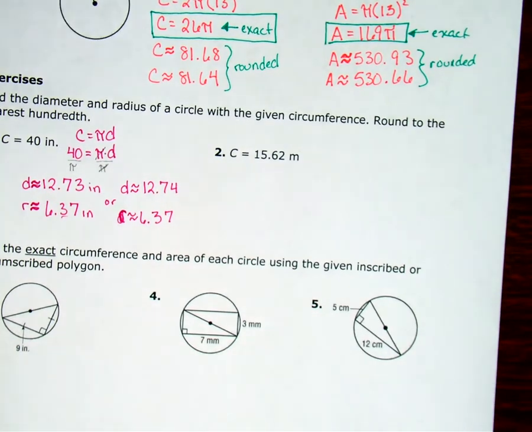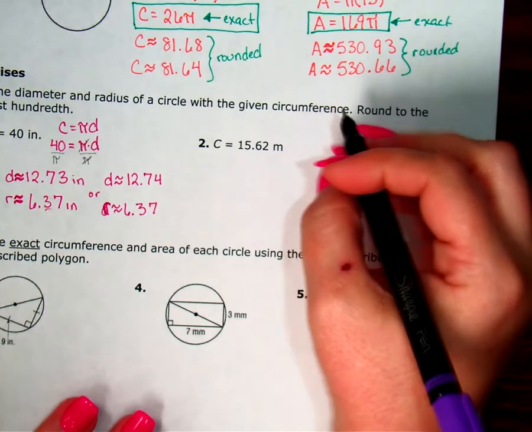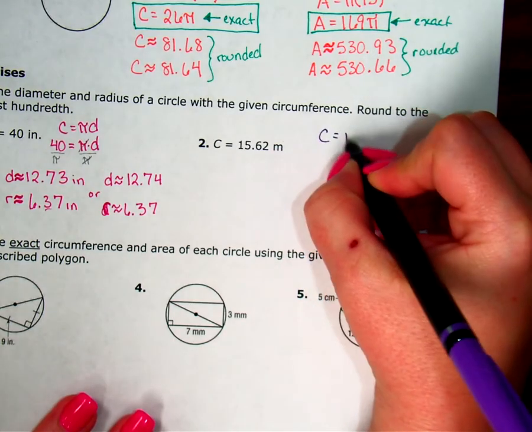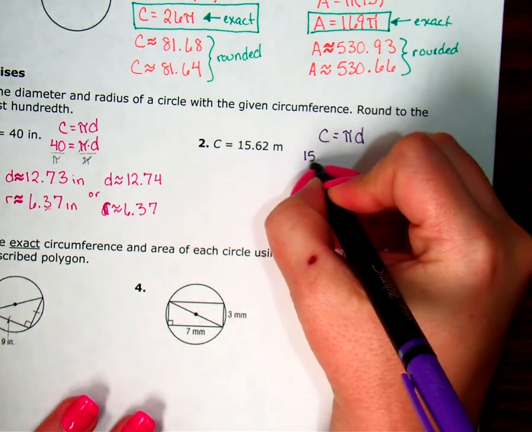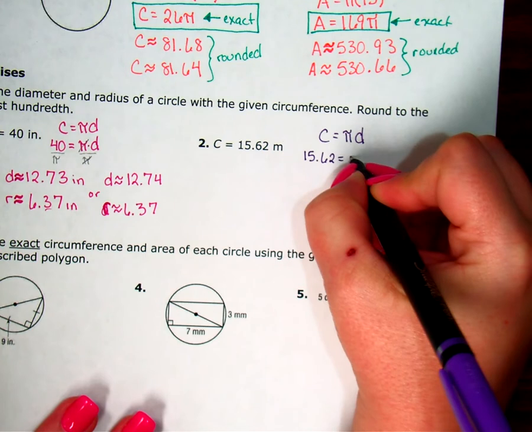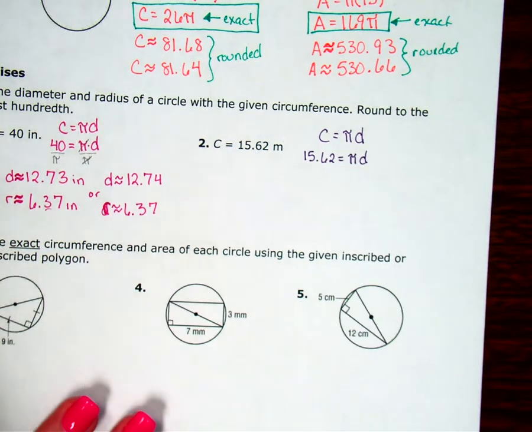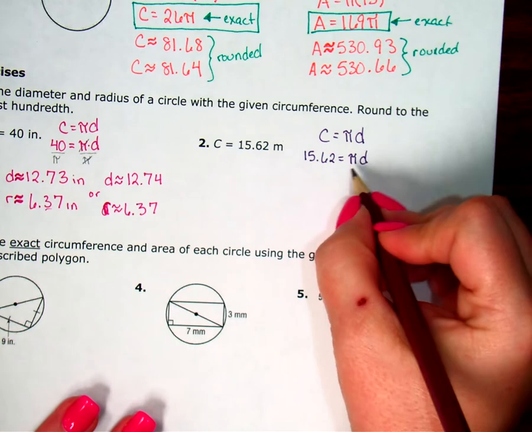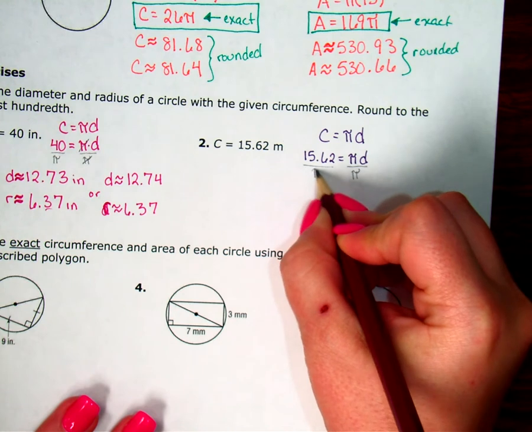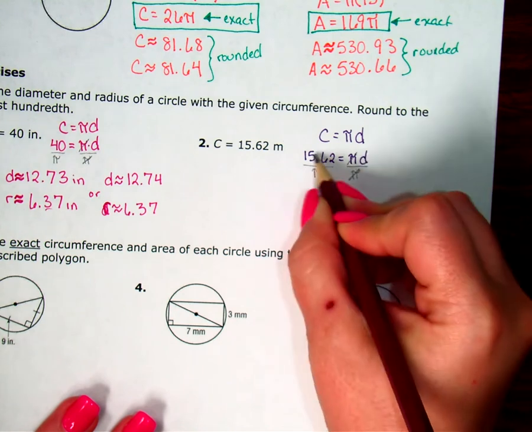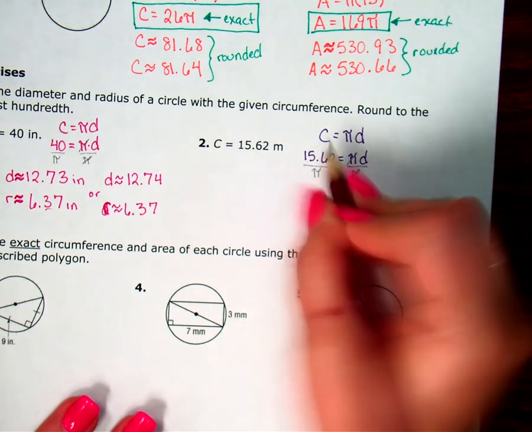It says, given the circumference is 15.62, find the diameter and the radius, round to the nearest 100th. All right, so my circumference, we know, is pi times the diameter. I'm going to find the diameter first, because then I just have to divide that in half. My circumference is 15.62. That equals pi times the diameter. So to get rid of the pi, we have to do the opposite of times, which is divide. So that goes away, and I just have the diameter equals this quotient, this division.